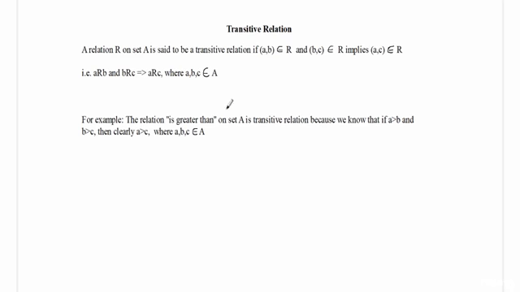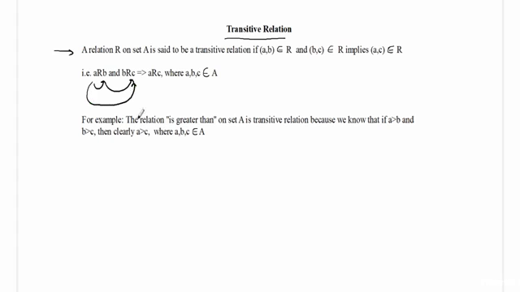Welcome to this lecture. In this lecture we will understand transitive relation. A relation R on set A is said to be a transitive relation if A related to B and B related to C implies A is also related to C, where A, B, C all belong to A. That is, if A is related to B and B is related to C, then this implies A should also be related to C.